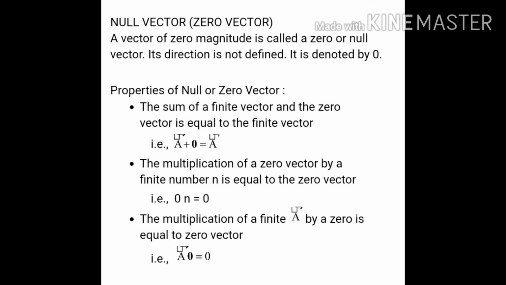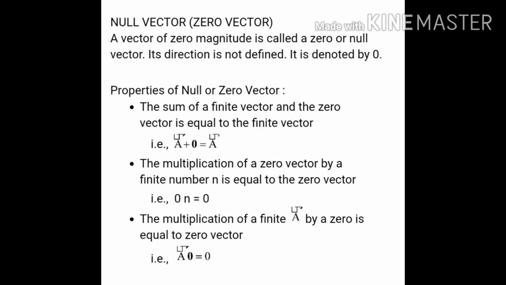The properties of this vector: first, the sum of a finite vector and the zero vector is equal to the finite vector, that is, a vector plus zero vector is the vector. Our second property is that the multiplication of a zero vector by a finite number n is equal to the zero vector, that is, 0 multiplied by n is equal to 0. And the third property is that the multiplication of a finite vector by 0 is equal to the zero vector, that is, a vector multiplied by 0 is 0. So these are the properties of the null vector.